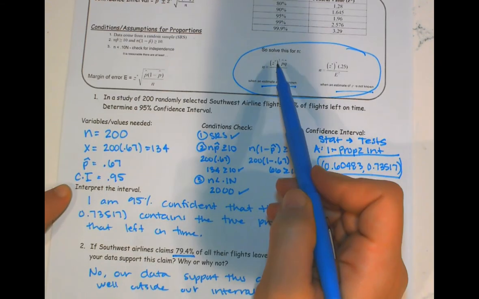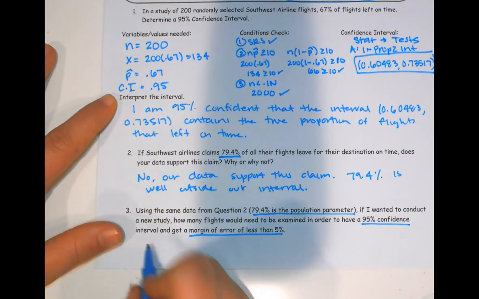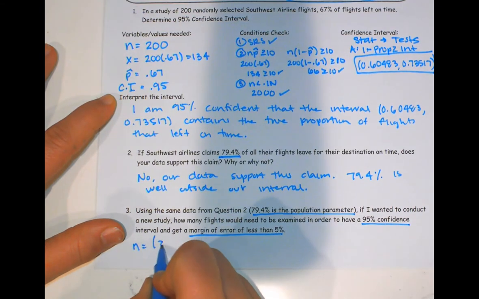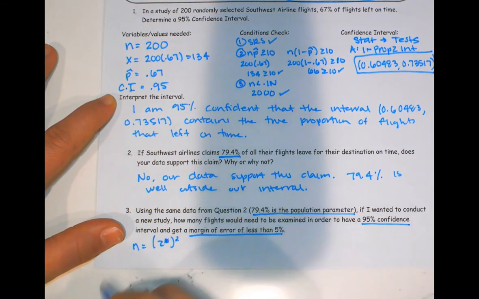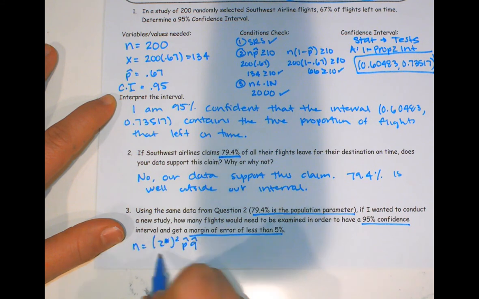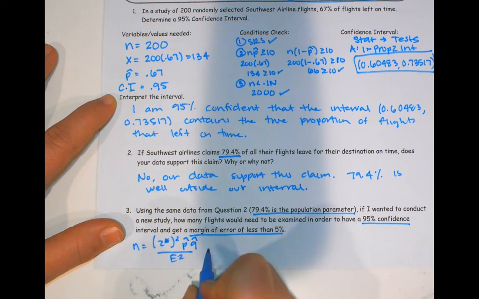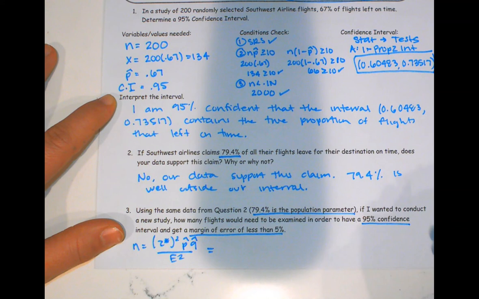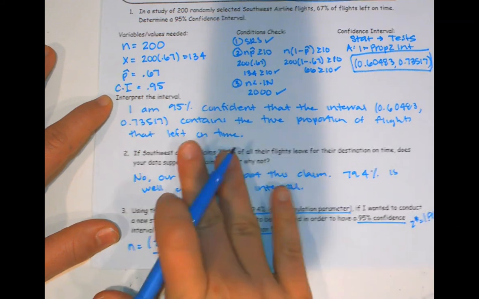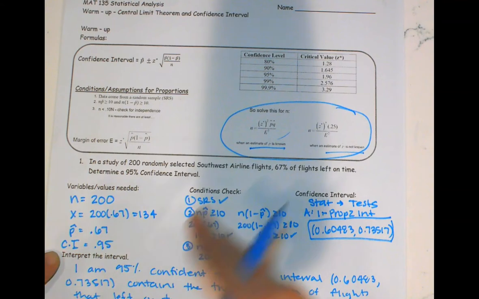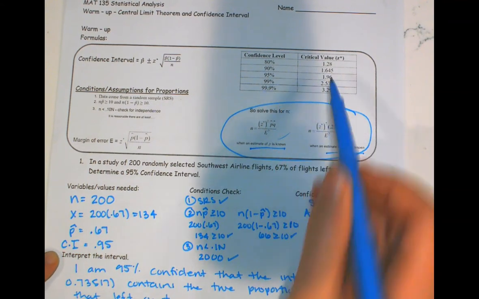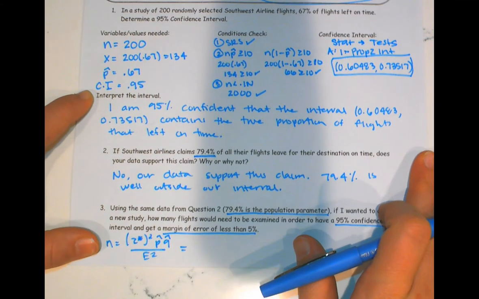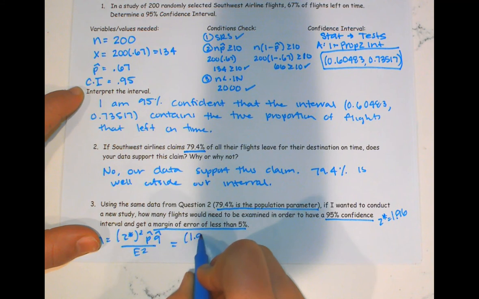So that means we're going to go ahead and use this formula here. n equals our z star squared, or our critical value squared, times p times q over e squared. Because I want to be 95% confident, that means z is 1.96. That's in our table at the top as well, right? If I want to be 95% confident, my critical value is 1.96. So I have 1.96 squared.